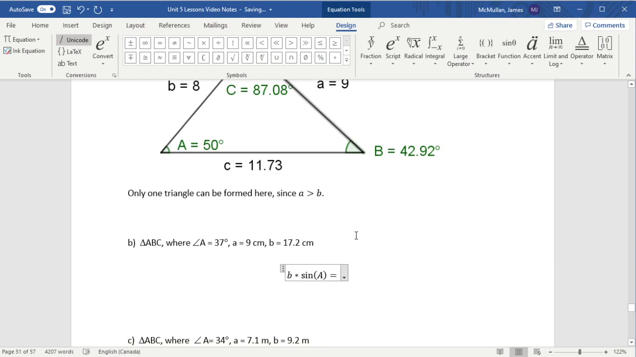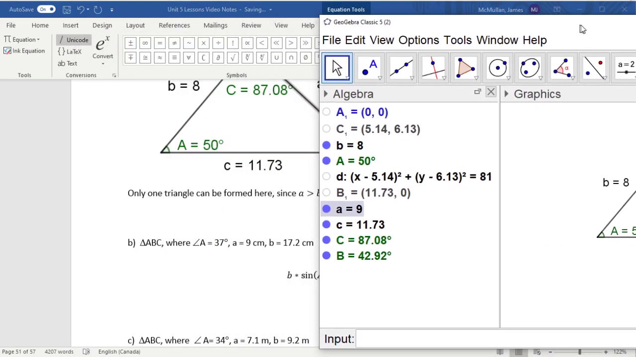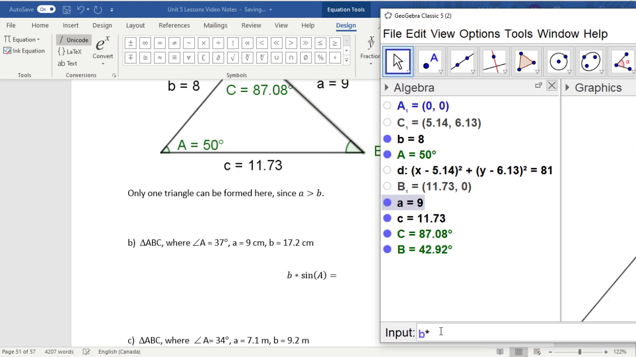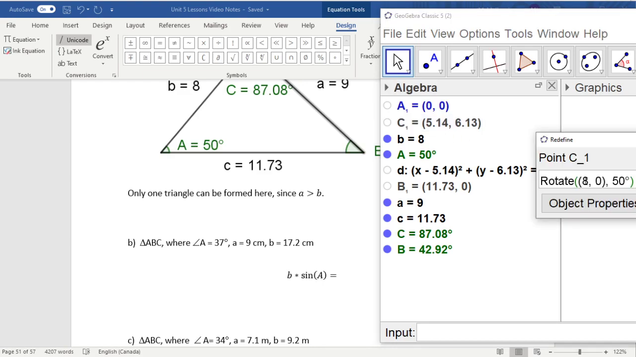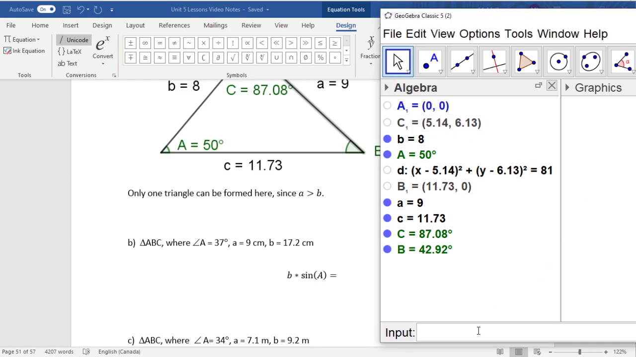Here, let's do B sine A, because that's really the thing you need to compare. If I do B, which is 17.2, times sine A... Oh, it doesn't matter. Okay, so 17.2 times sine 37, I get 10.35.